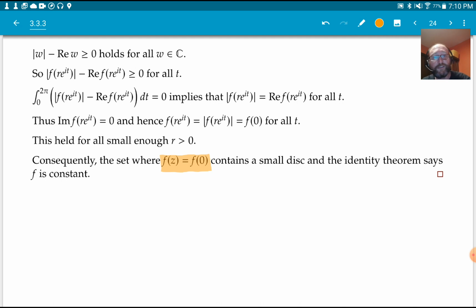Now, okay. So the identity theorem says, if I take f of z minus f of 0, that function would be 0 on a non-empty open subset. Therefore, the identity theorem says it's constant everywhere. So f of z is equal to f of 0 for all z in U. All right, so that's the proof. So if we ever achieve a local max, then the function is constant, which is kind of a stupid reason.